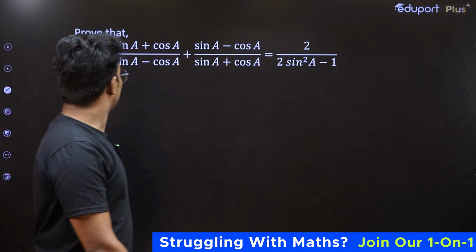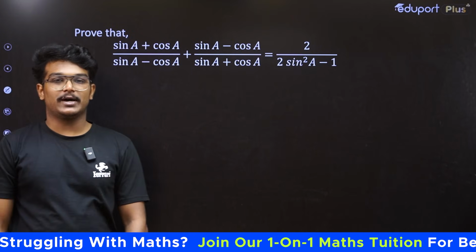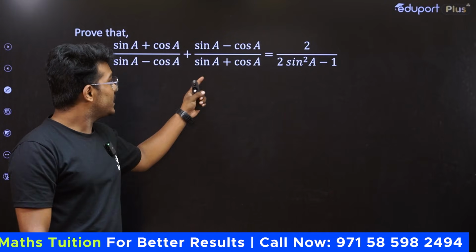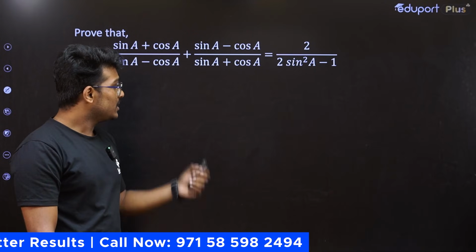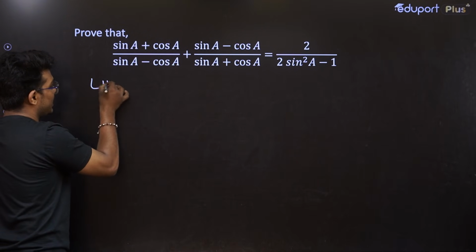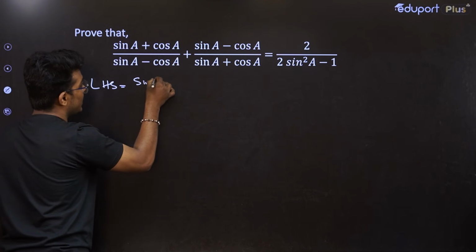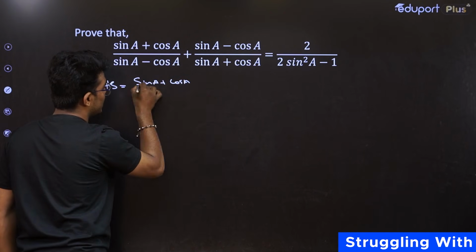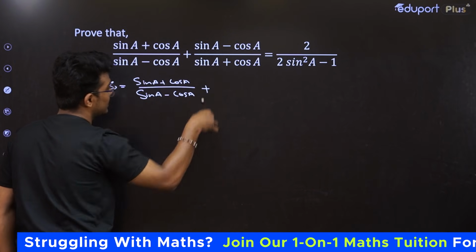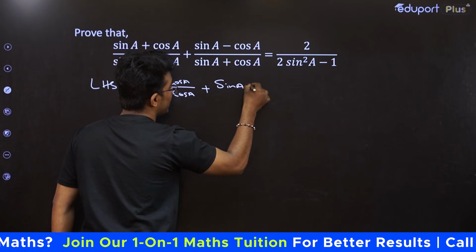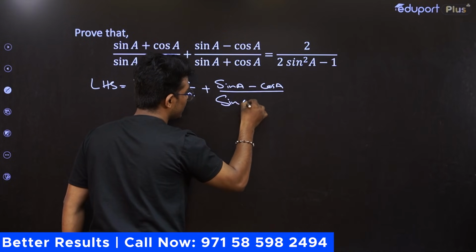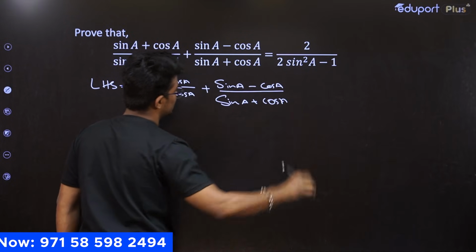The next question is, prove that sin A plus cos A divided by sin A minus cos A plus sin A minus cos A divided by sin A plus cos A is equal to 2 divided by 2 sin square A minus 1. Okay, so I am taking the LHS here. LHS is equal to sin A plus cos A divided by sin A minus cos A plus sin A minus cos A divided by sin A plus cos A. This is the LHS here.